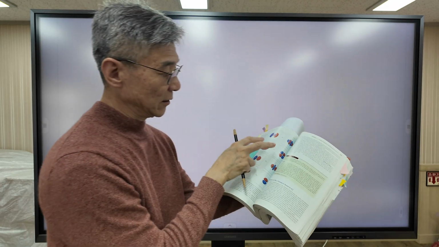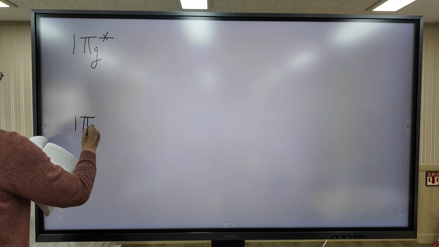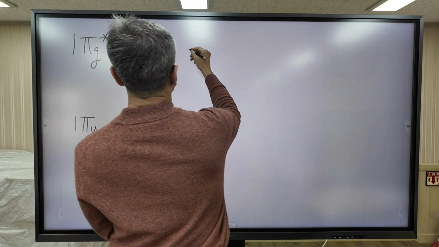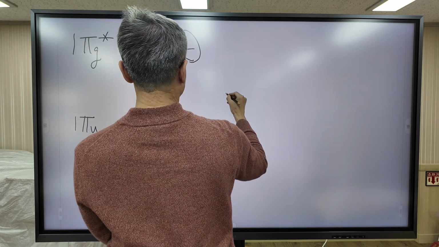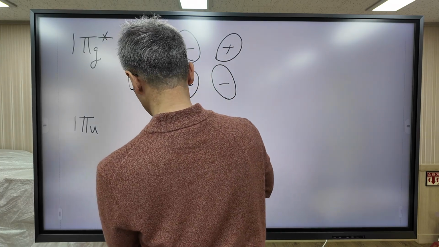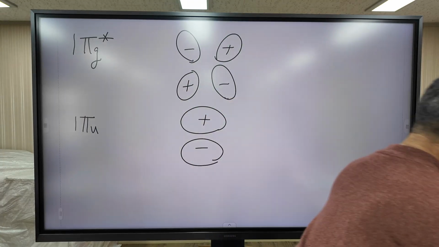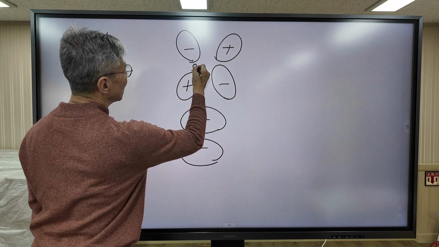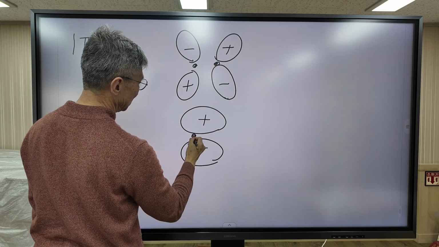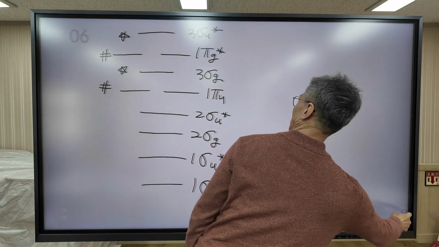When you take a look at this orbital diagram, the 1 pi g star orbital and the 1 pi u orbital look like this. Two nuclei are here and here.